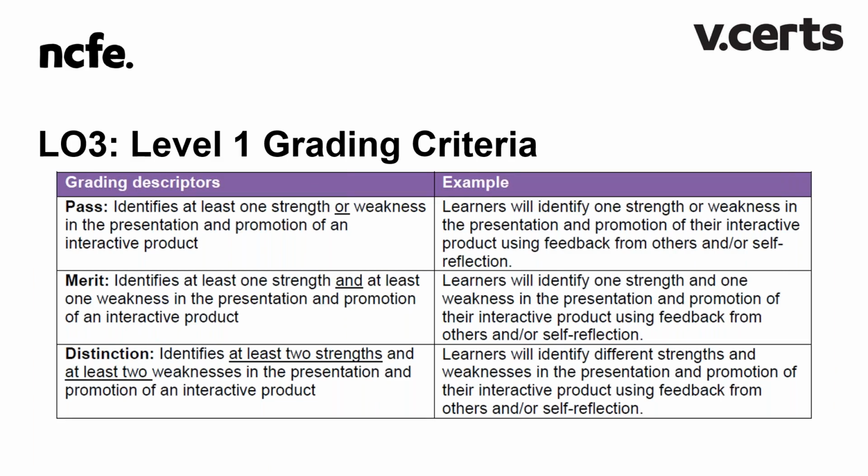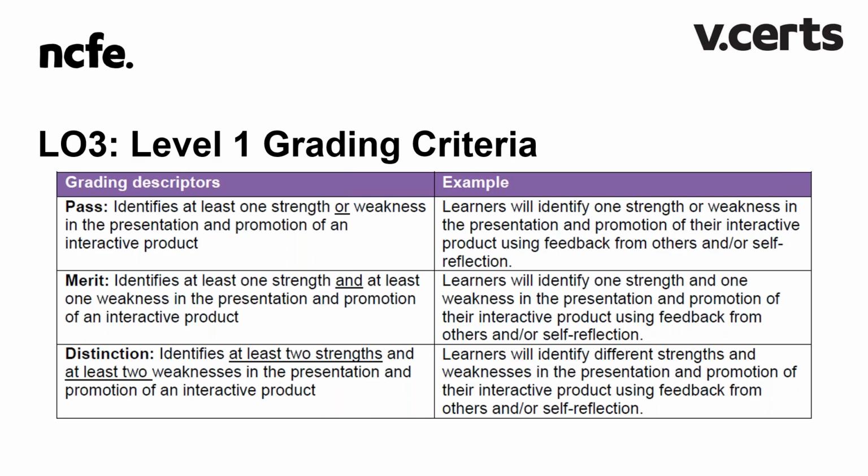And then here we can see the level 1 assessment criteria, quite straightforward to follow as it's quantified. So again, it's identify at all levels at pass, merit, distinction. And for a pass, it's identify one strength or one weakness. So only one or the other is required for a pass. For a merit, it's at least one strength and at least one weakness. And a distinction, at least 2 strengths and at least 2 weaknesses.